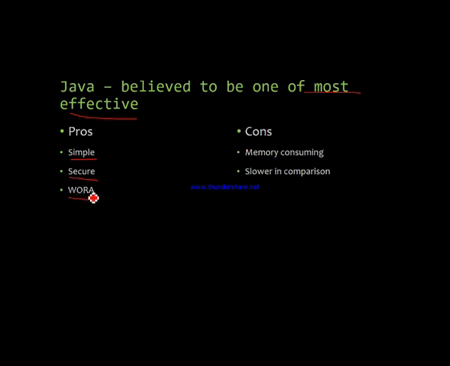So this WORA term here is trying to tell us that Java is a cross-platform language. It can be used for cross-platform; you know what cross-platform means. And cons: it is memory consuming. It consumes more memory compared to other languages, and it is slower in comparison to other languages.